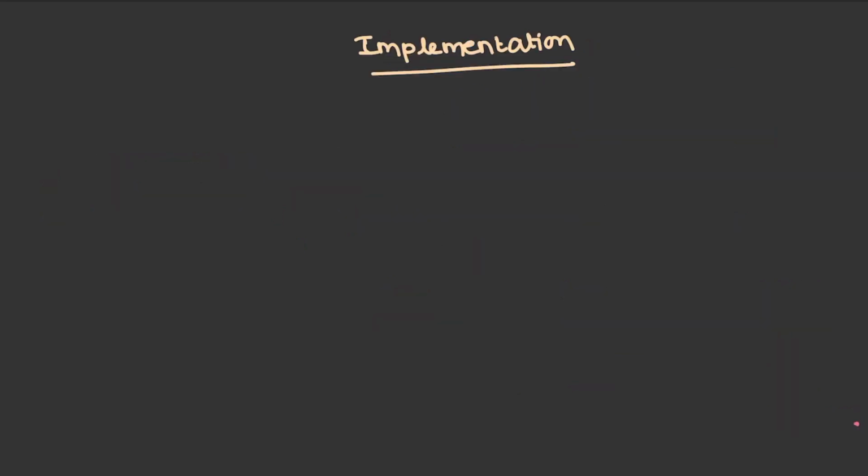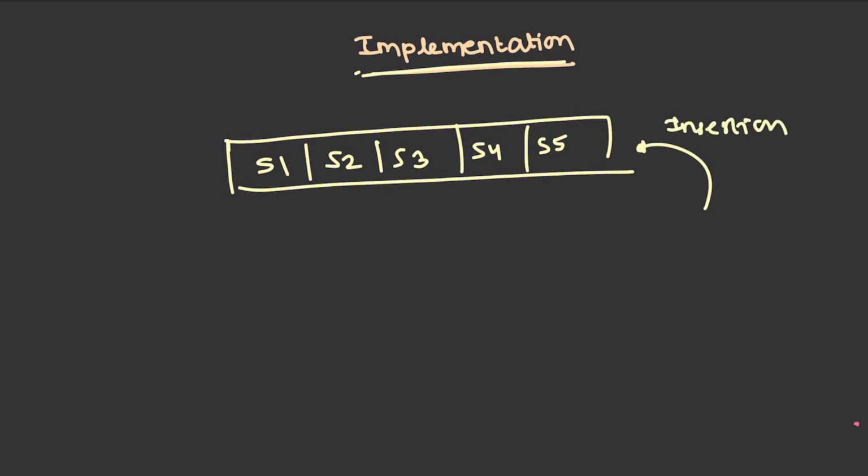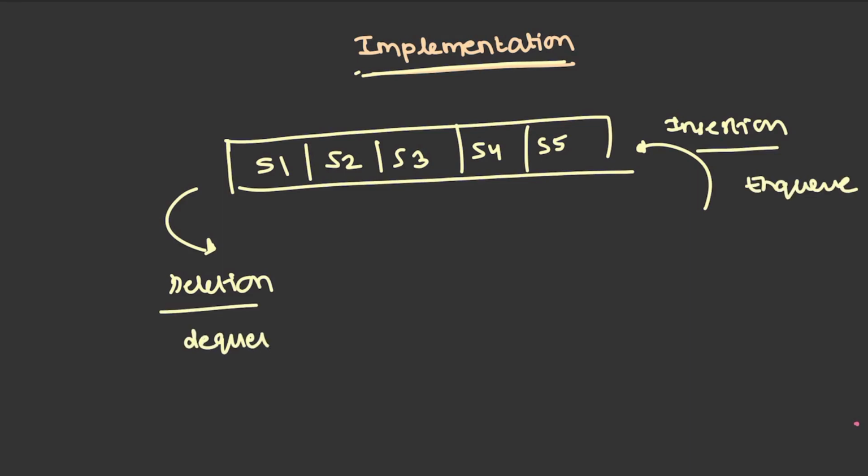To understand the implementation of the queue, let's take the previous example. We have the students who are standing inside the queue. We know that insertion happens at this end and deletion happens here. Insertion in a queue is called enqueue and deletion is called dequeue. At the front you have a front pointer which looks after dequeuing or deletion. At the end you have a rear pointer which looks after insertion or enqueuing.